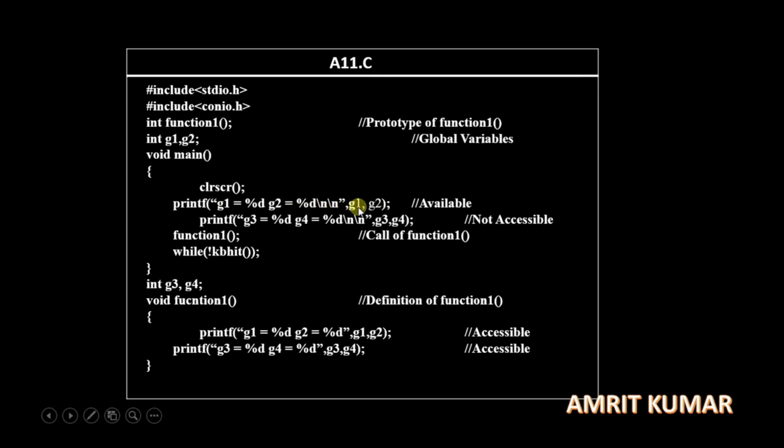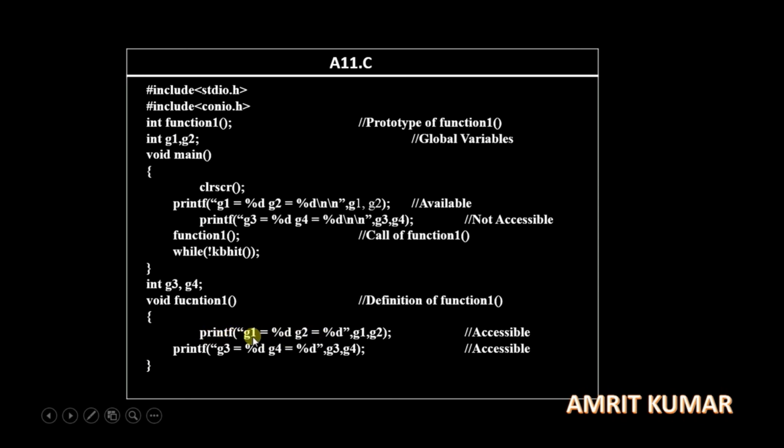Therefore the values are going to be available here because g1 and g2 are declared here, and g1 and g2 are acting as global variables. After that I printed the values of g3 and g4, and they are not going to be accessible here because we have declared them later. As we have talked about, this is not going to be accessible. After that I have called function1, then it will go to function1 and perform this activity, that is the printf function. The printf function helps us to display whatever is written here.